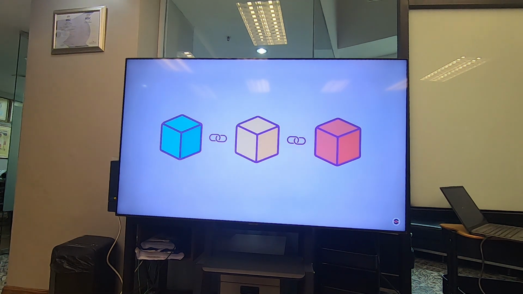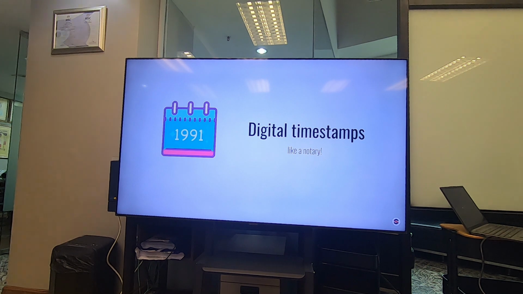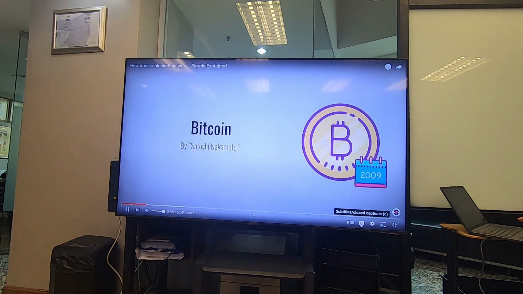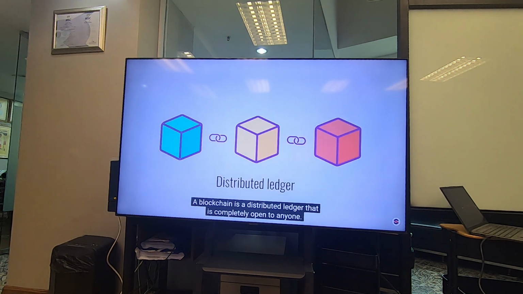Like the name indicates, a blockchain is a chain of blocks that contains data. This technique was originally described in 1991 by a group of researchers and was originally intended to timestamp digital documents so that it's not possible to backdate them or to tamper with them, almost like a notary. However, it went by mostly unused until it was adapted by Satoshi Nakamoto in 2009 to create the digital cryptocurrency Bitcoin. Now, a blockchain is a distributed ledger that is completely open to anyone.